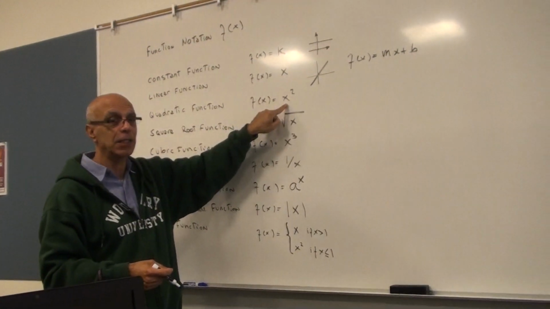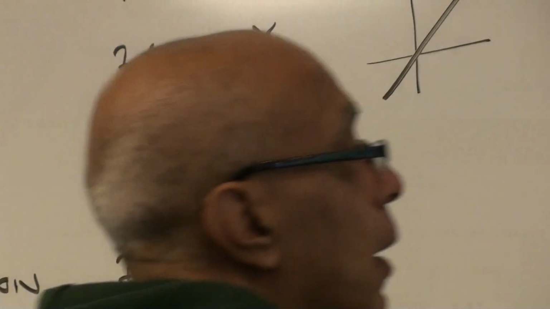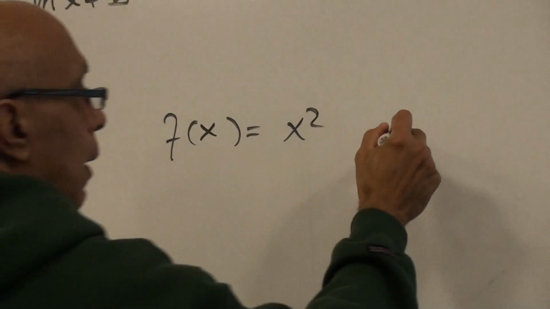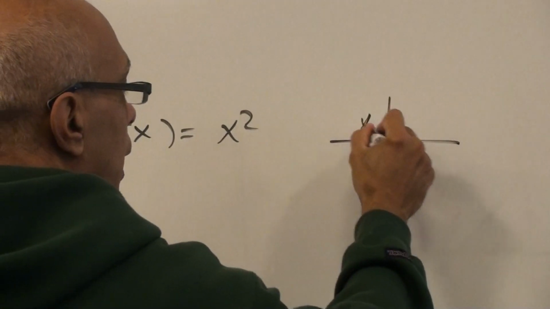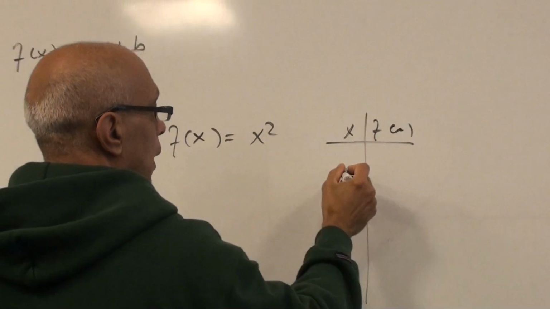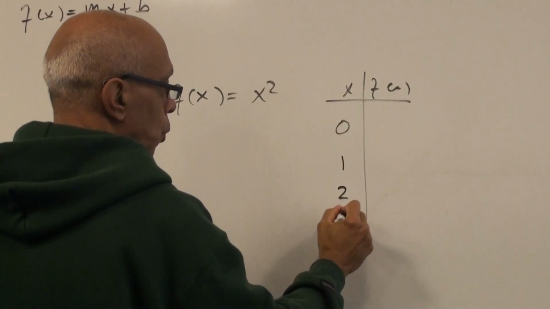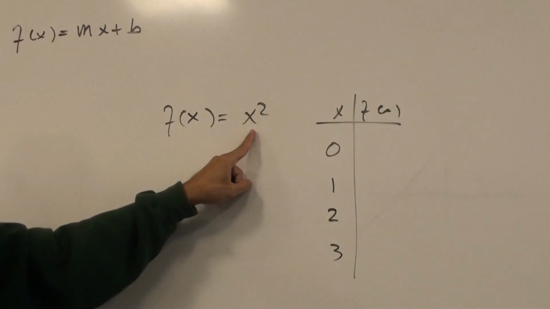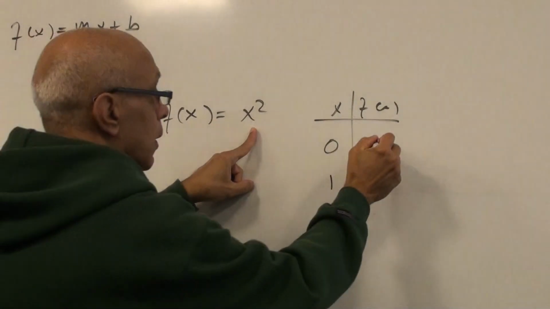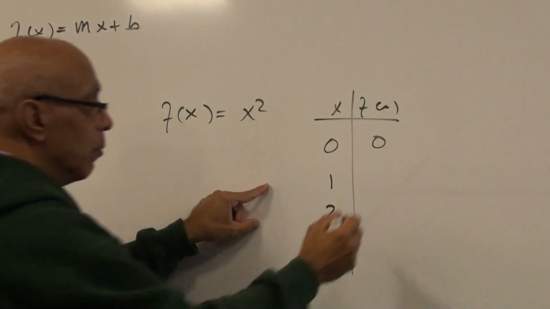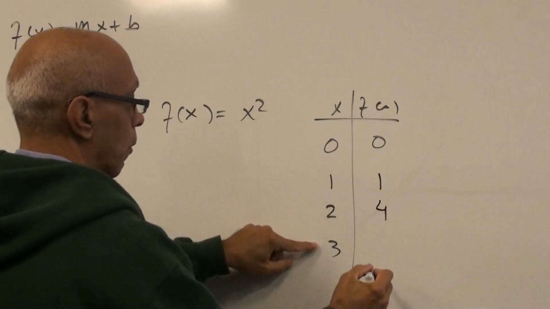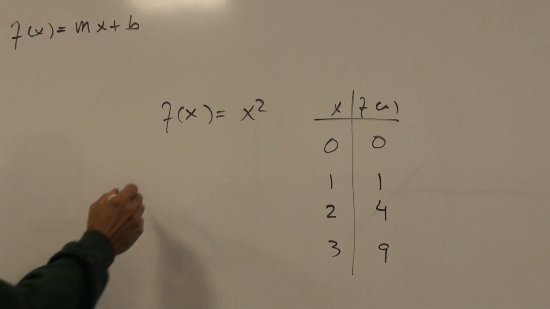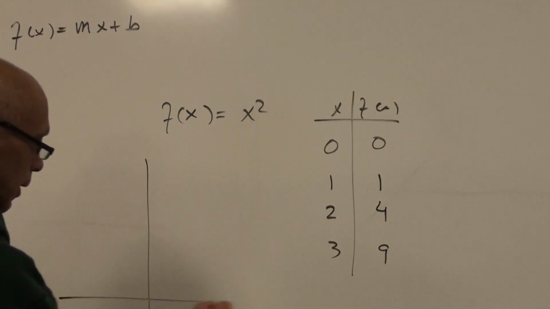Quadratic function, the x squared. So again, f of x is x squared, and again, let's do the table, f of x, and then 0, 1, 2, and 3. So when x is 0, x squared is going to be 0. When it's 1, it's going to be 1. When it's 2, it's going to be 4. When it's 3, it's going to be 9.